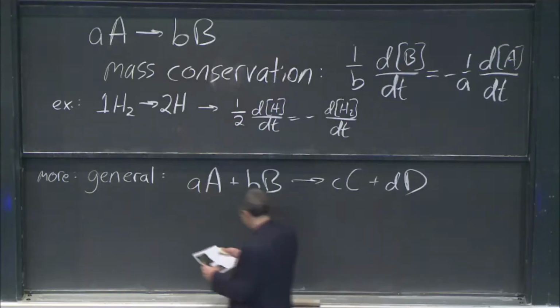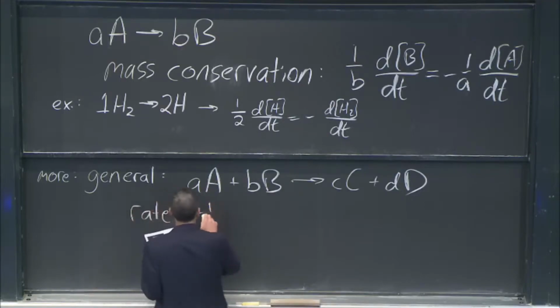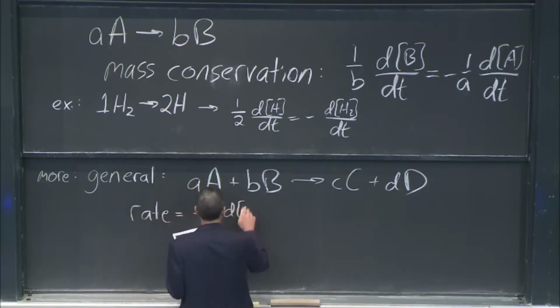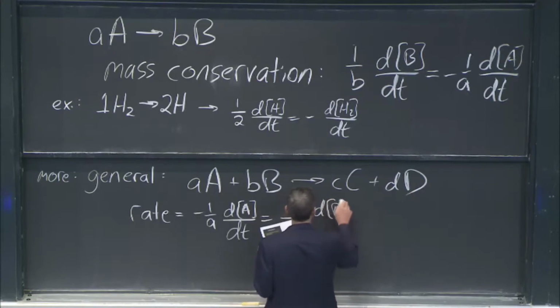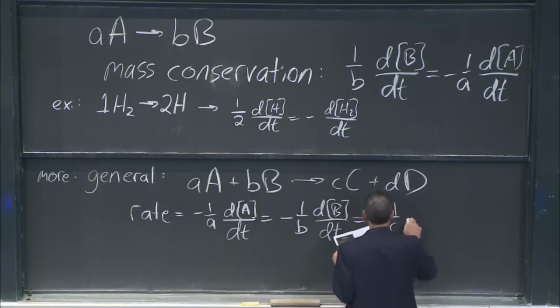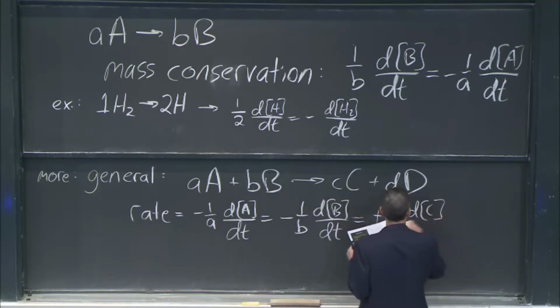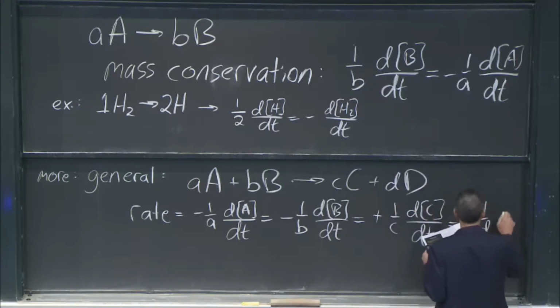So if I look at this, then the rate would be equal to minus 1 over a times the change in A with time. Convention, okay? It's a positive value. That's got to be equal to minus 1 over b times the change in B with time, and it must be equal to plus 1 over c times the change in C with time, and that also must be equal to plus 1 over d times the change in the concentration of D, d[D]/dt.